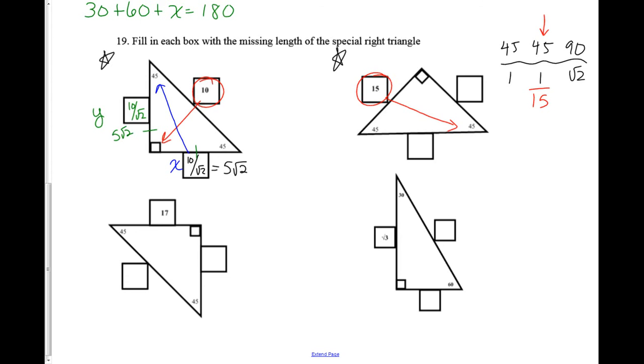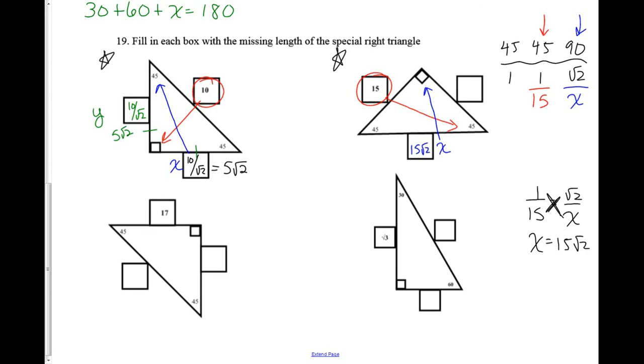Next, I need to choose a side to be x. I'm going to call this side x, and this side is across from the 90. So I take the 90, I put my x under the square root of 2. I'm going to take these two fractions, set them equal to each other, and solve for x. And I get x is equal to 15 times the square root of 2. And I'm going to place that into the box on the side of this triangle, 15 square root 2.